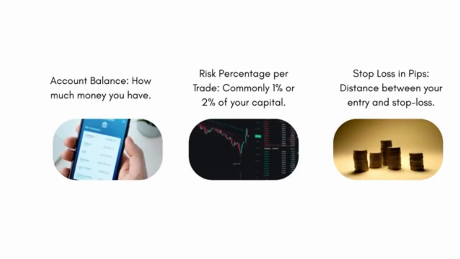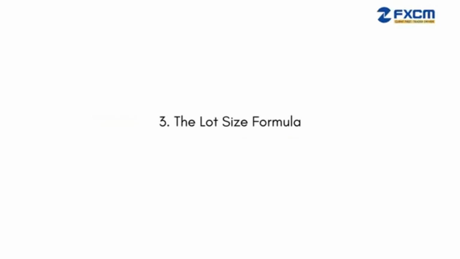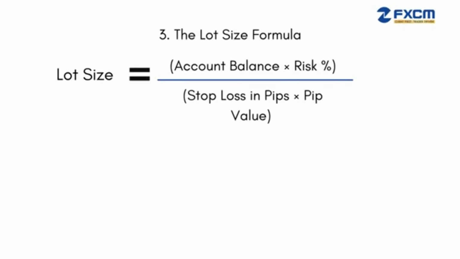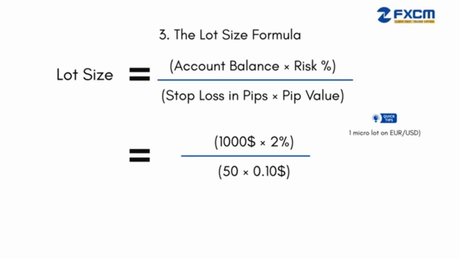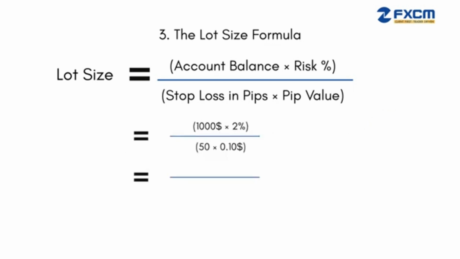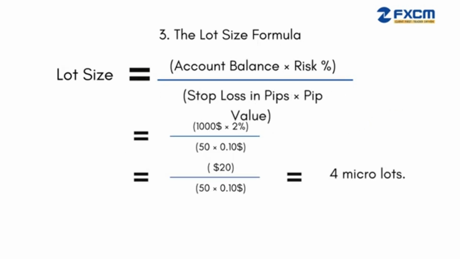The lot size formula. Here's the basic formula for lot size. Lot size equals account balance times risk percent divided by stop loss in pips times pip value. Let's say account equals $1,000, risk equals 2%, $20, stop loss equals 50 pips. Pip value, 1 microlot on EUR/USD, is approximately $0.1. So, $20 divided by 50 times $0.1 equals 4 microlots.